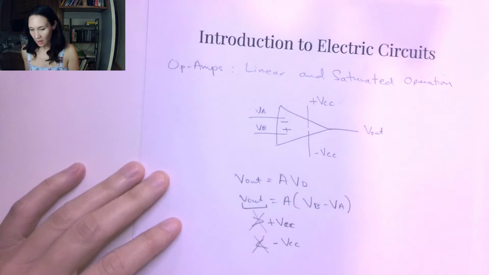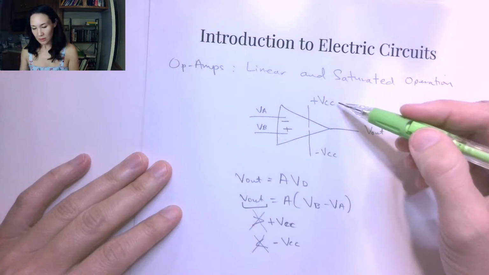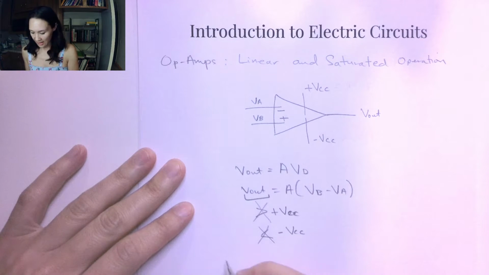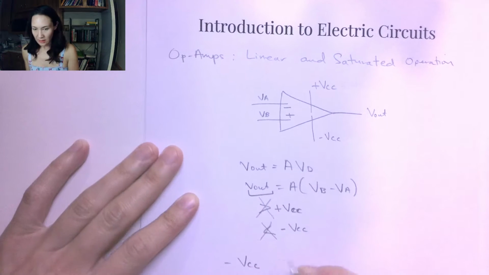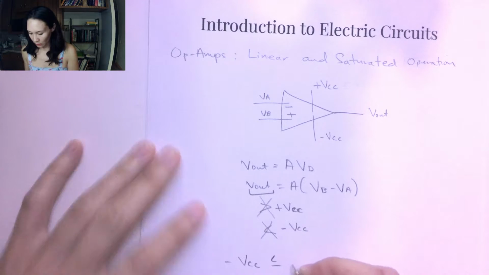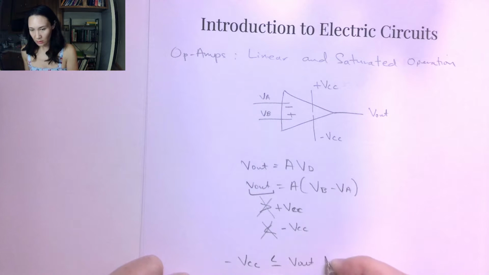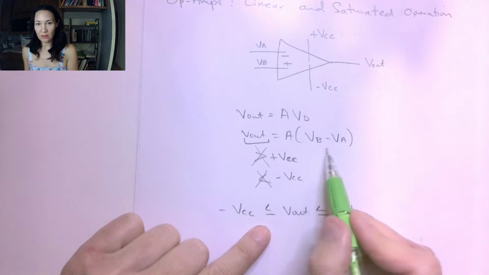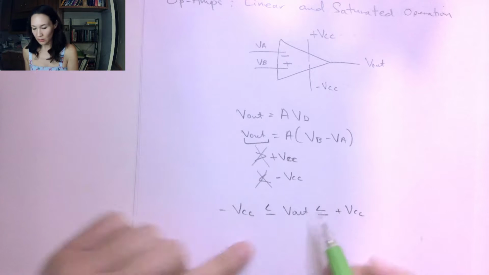Okay, so since our V out is bound, it's basically capped by these input values, we need to make sure that negative VCC is less than or equal to our V out and less than or equal to our positive VCC. All right, great.